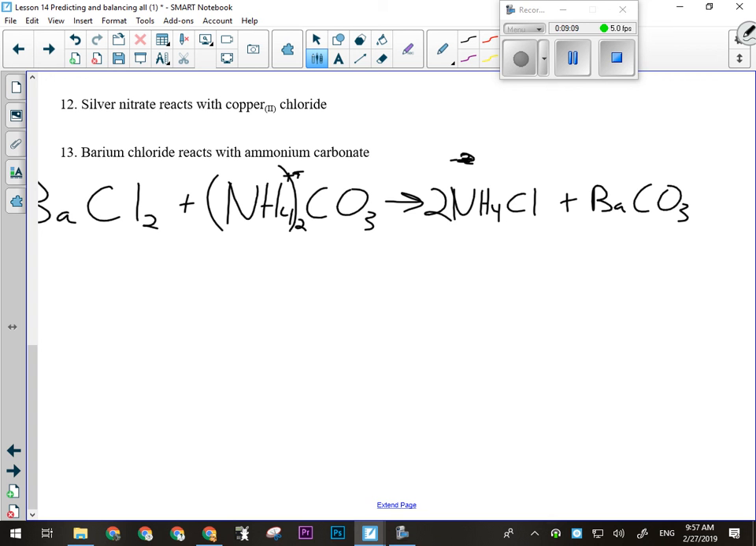It is a little bit tricky when ammonium is involved, especially if ammonium is combined with another polyatomic ion, which it often is. That's how you handle that in that situation. So that one's a little bit tricky. Remember, ammonium always acts as a metal because it's positively charged.